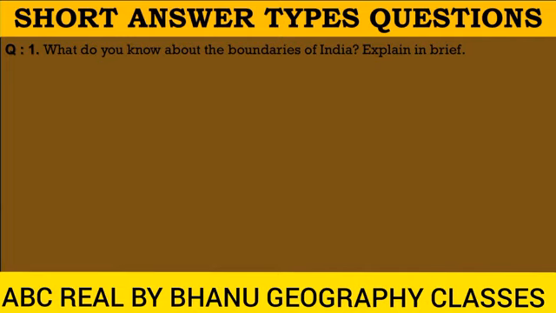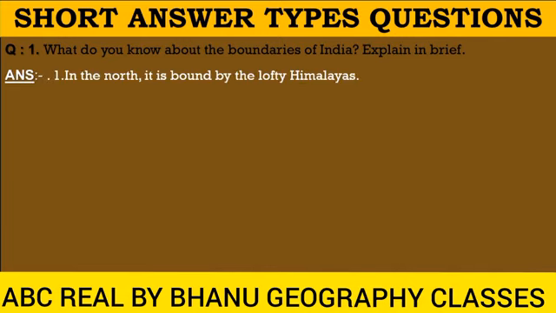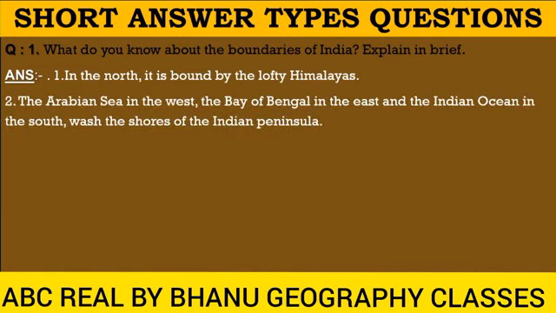Short answer type questions. Question number 1, what do you know about the boundaries of India? Explain in brief. Answer of this question is, first, in the north, it is bound by the lofty Himalayas. Second, the Arabian Sea in the west, the Bay of Bengal in the east, and the Indian Ocean in the south wash the shores of the Indian peninsula.